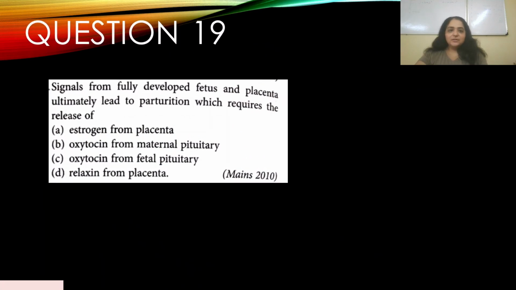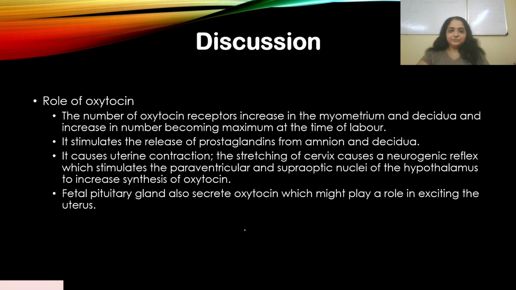Okay, so question number 19. Signals from fully developed fetus and placenta ultimately lead to parturition, which requires the release of, again, this is the same question as the previous one, oxytocin from maternal pituitary, which plays a very important role in uterus contraction. Again, it's the same answer.